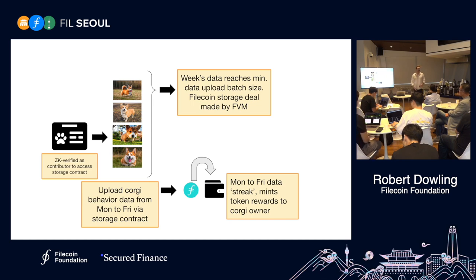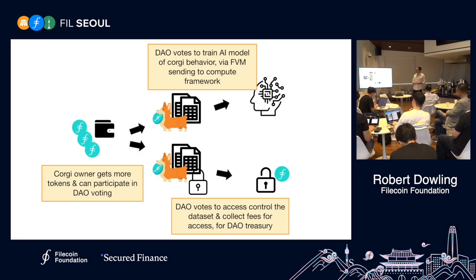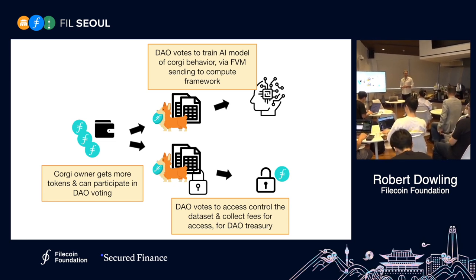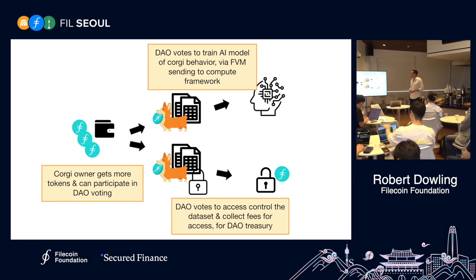Okay, so example of a data DAO. Let's say you have a bunch of corgi owners. They want to manage data related to their corgis because they want to learn more about the health of their corgis. Well, they may have ZK-verified contributors to actually access a smart contract. And if they're verified, they can upload data about their corgi. Let's say it's their health data. And with that data, the DAO can then vote on what to do with that information.